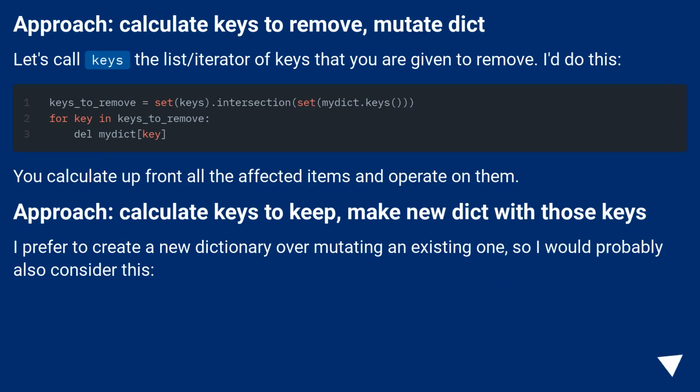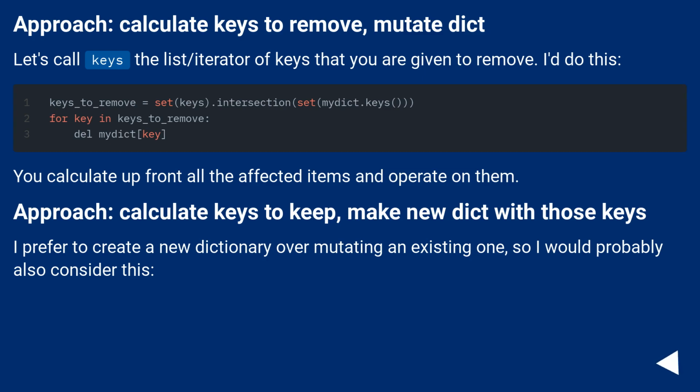Approach: calculate keys to remove, mutate dict. Let's call keys the list/iterator of keys that you are given to remove. I do this. You calculate upfront all the affected items and operate on them.